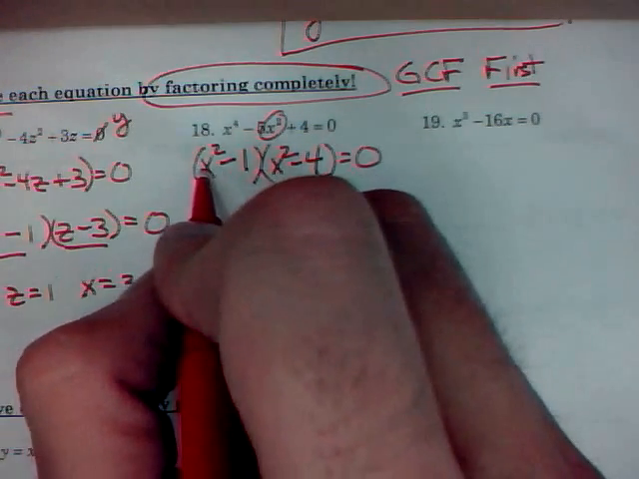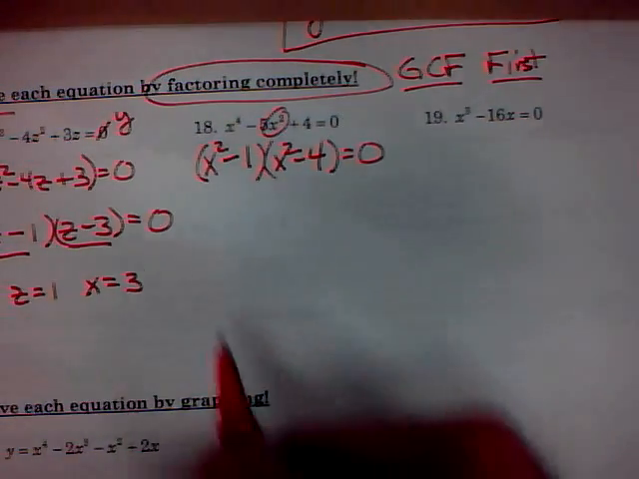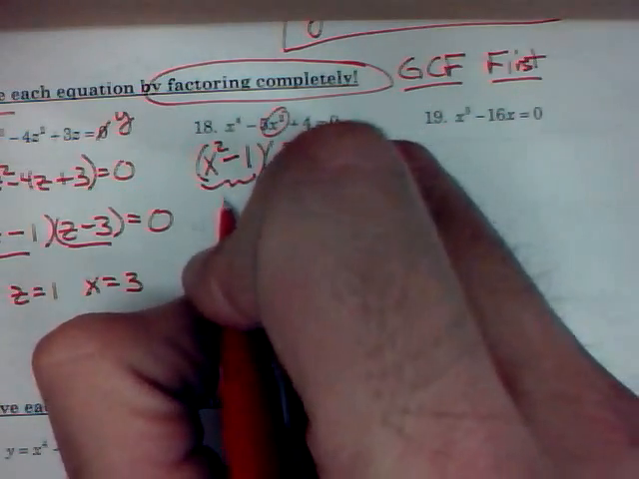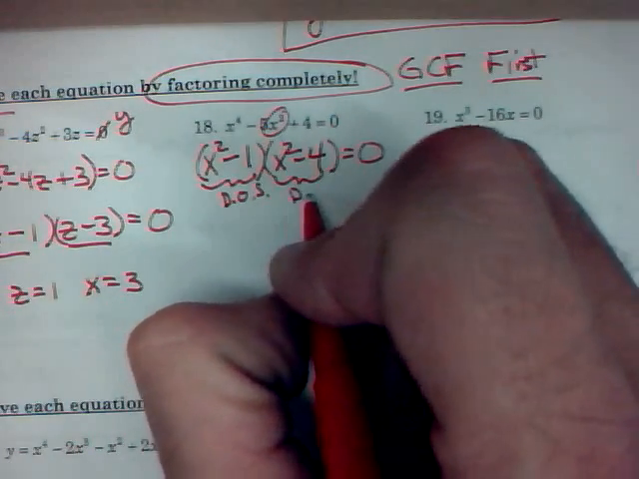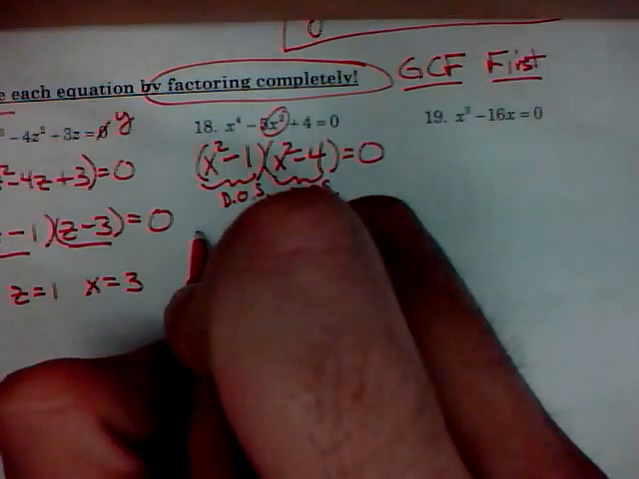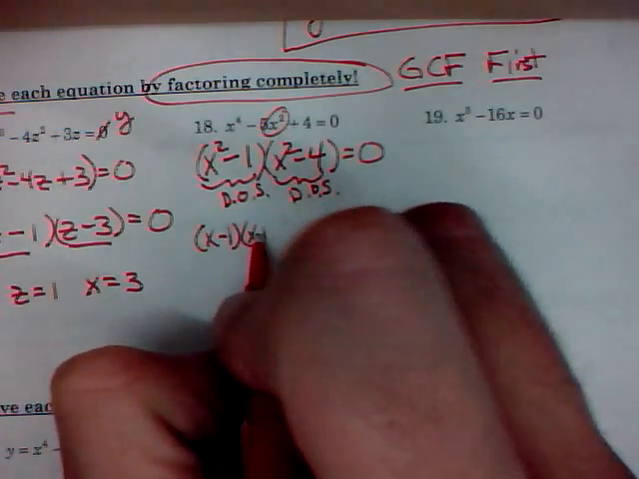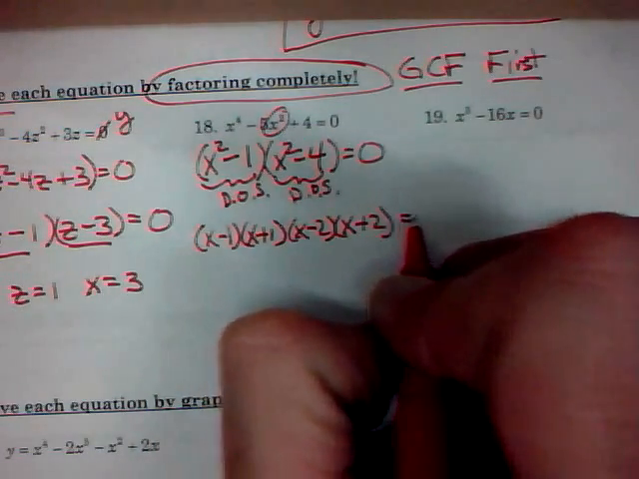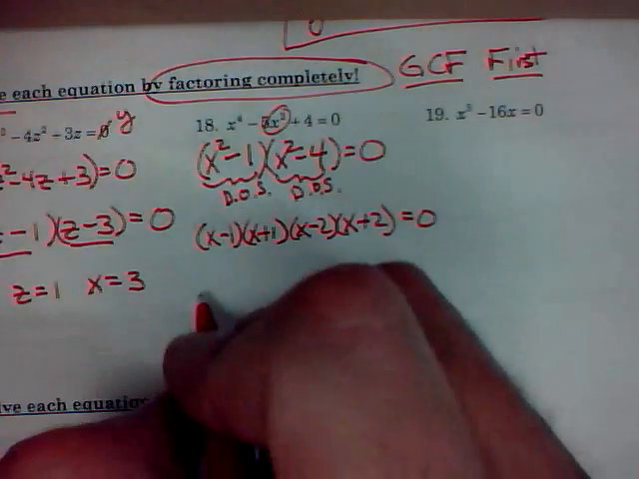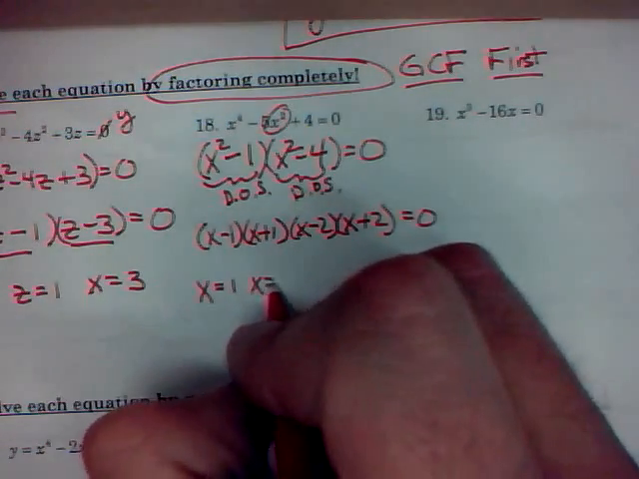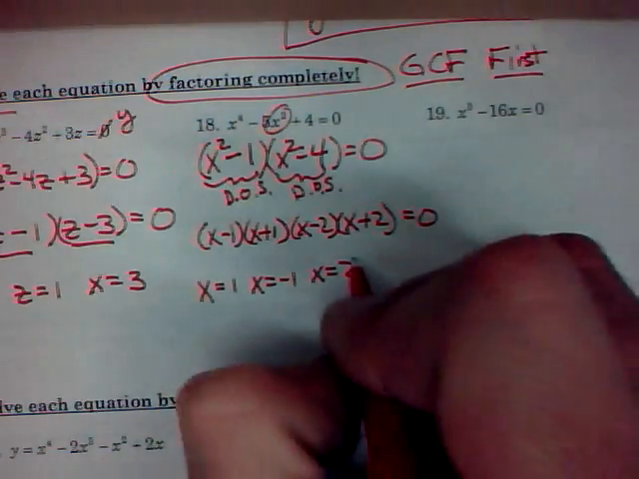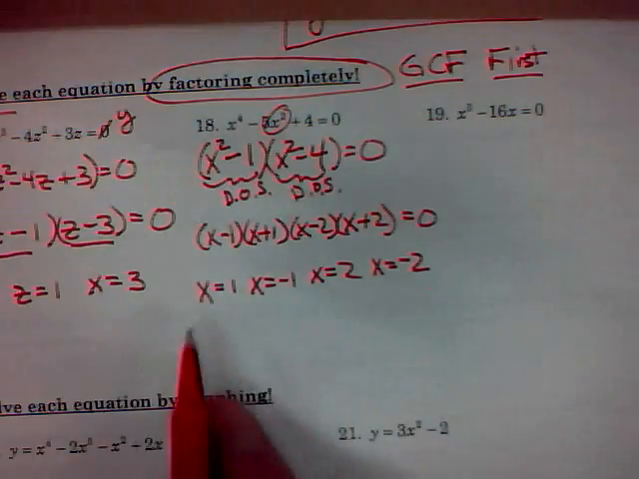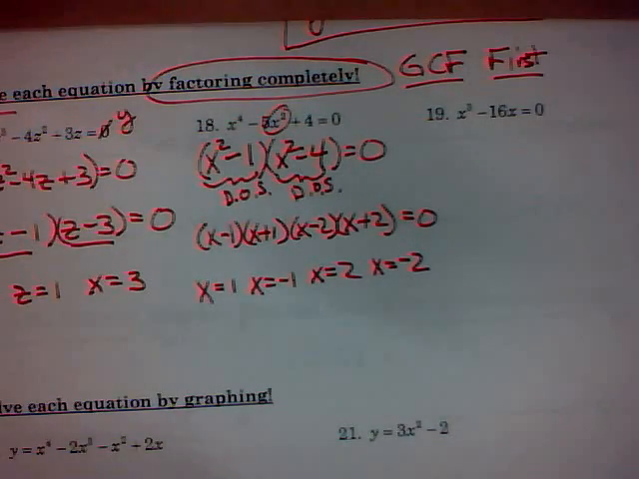Now, x squared minus 1 should sound familiar. That's a difference of squares. And this one here, x squared minus 4, these are both difference of squares. So this factors into x minus 1, x plus 1. This factors into x minus 2, x plus 2. So what are your solutions here? x could equal 1, x could equal negative 1, x could equal 2, x could equal negative 2. So if you graph this, you would find you would have 4 different x-intercepts.